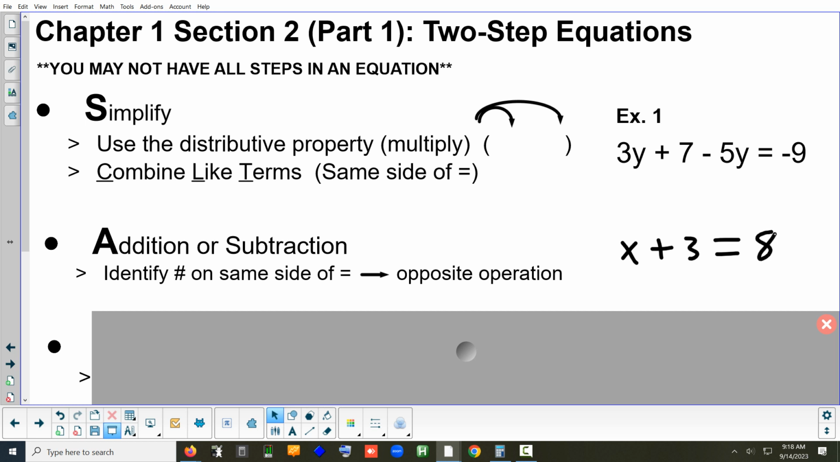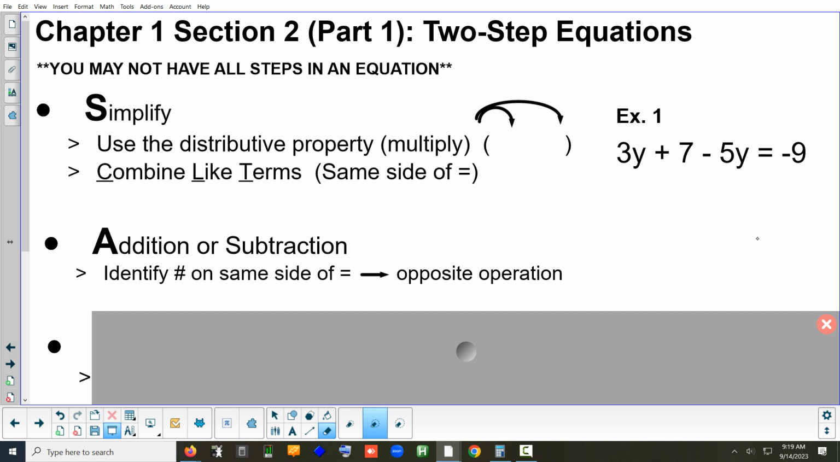If I want to get rid of a +3 and move it to the other side, what operation is the opposite of +3? Subtraction. So we do a -3 on both sides. And that's how you cancel out the +3. I'm not actually going to solve that problem. It's just an example. So we've got the S, we've got the A.